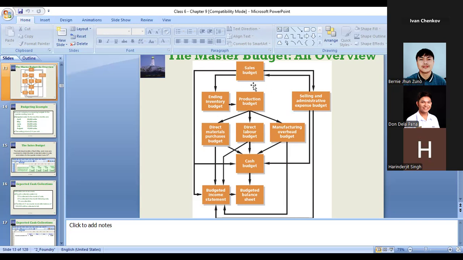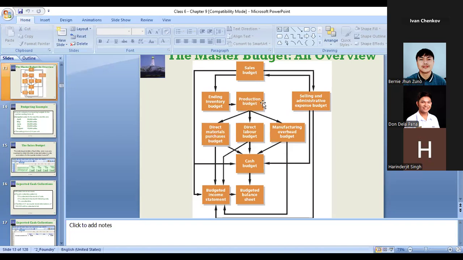Once we have the sales budget, then we can see how we're going to achieve those sales. So we're going to prepare the inventory budget for the ending inventory. Once we prepare the ending inventory budget, how much inventory we need to have every period in order to achieve our sales, we're going to start preparing the production budget. The production budget is going to help us identify how we're going to get the ending inventory, which is going to help us in our sales.